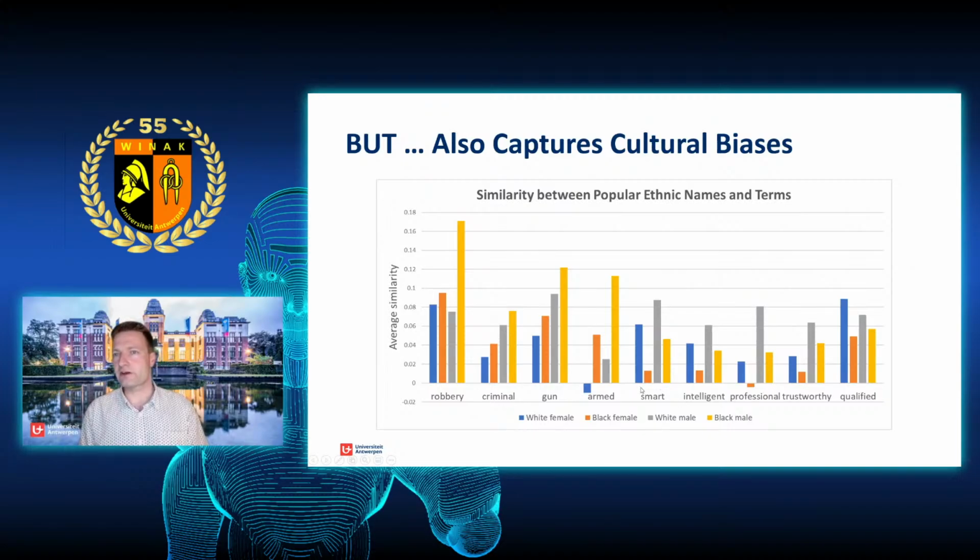If you look at things like smart, intelligent, professional, these are typically words that are apparently associated more with males than with females, etc. And so this is kind of problematic, and you need to be at least aware of this, depending on the application where you're going to use these things.